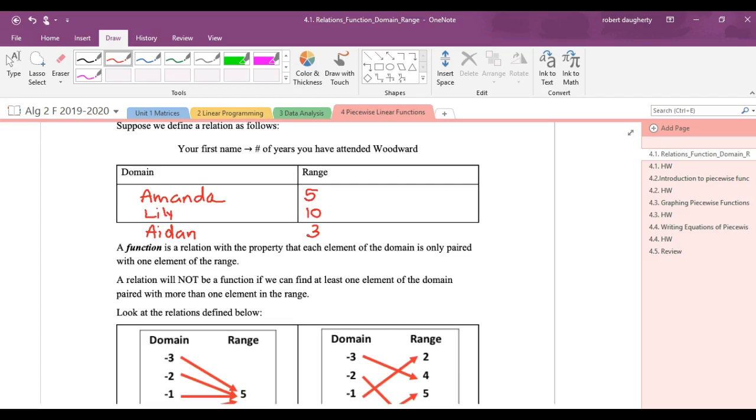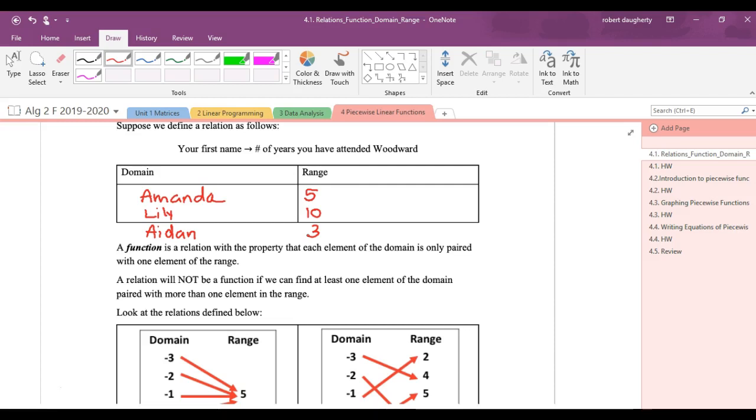What we will say is the definition of a function is a relation such that every member of the domain only gives back one value of the range. Now, would it have been possible for Amanda to have said, I've been here 5 years and I've been here 12 years? No, it's not possible. I was only ever going to get one number out of this question. If I had asked you what are your favorite numbers, you might have come back and said 7 and 11. That wouldn't be a function because you're giving me two different numbers.